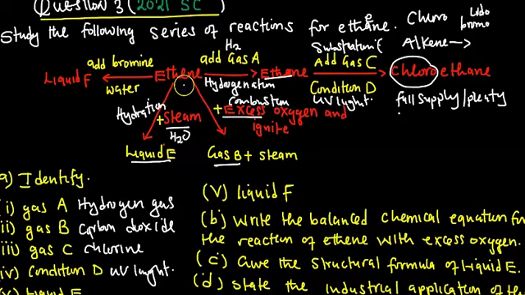So ethene or alkene plus steam or water results in the formation of alcohol. The alcohol formed depends on the alkene involved. In this case it is ethene, so it becomes ethanol. So liquid E is ethanol. The process is hydration. And of course you need to know even the conditions that are involved in all these reactions.